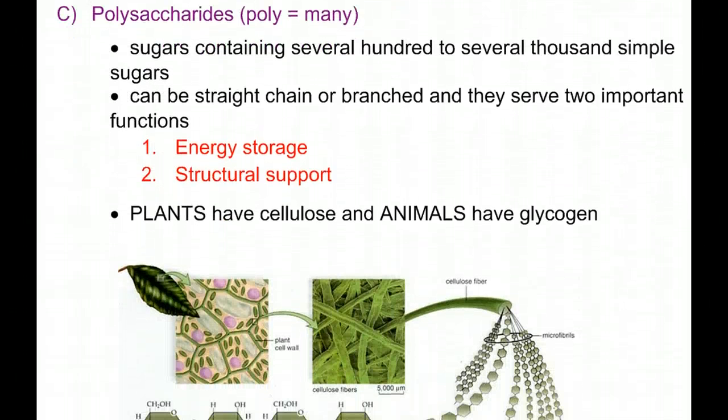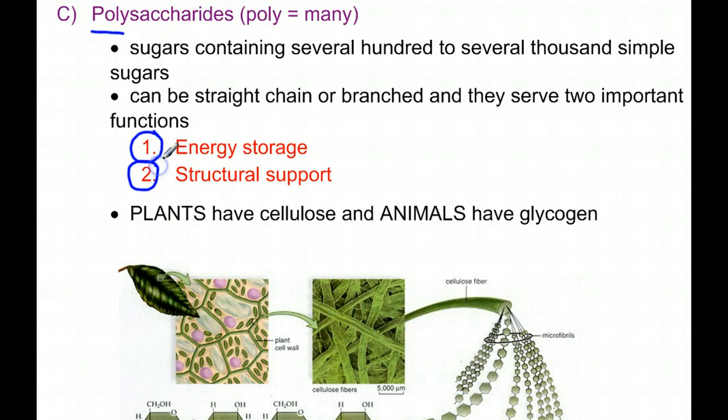Okay, next one up. Now we're talking about lots and lots of simple sugars bonded together. We use the term poly. So poly means many. Sugars containing, now we're talking several hundred to several thousand simple sugars. They can be straight chained or they can be branched. And when we get to sugars that are this big, we're talking about large carbohydrates that are for 2 main functions. 1, energy storage. And 2, a lot of times in plants, for structural support.